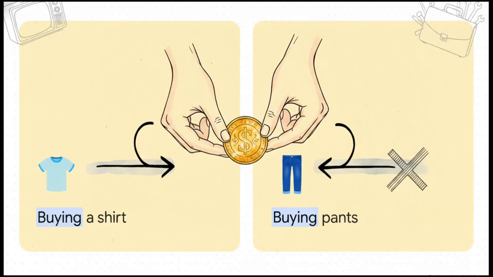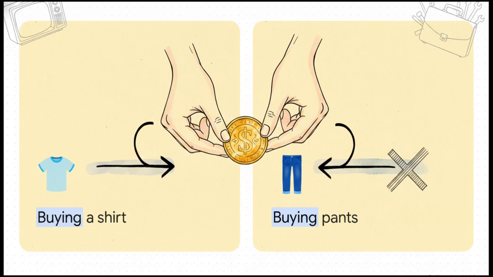So if there is one core concept that drives absolutely all of microeconomics, it's scarcity. We're studying how individuals and firms make decisions in a world where resources are strictly limited. And because resources are limited, every single action you take comes with a trade-off. Think about it. If you drop your cash on a new shirt, well, the trade-off is that you literally cannot use that same money to buy pants.